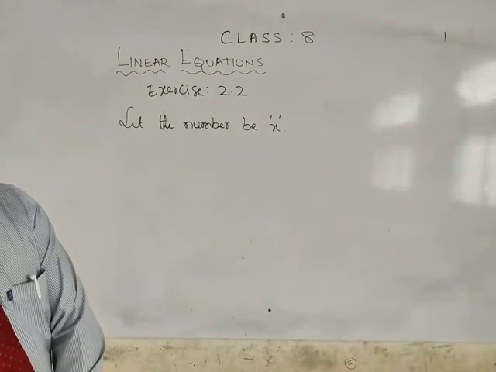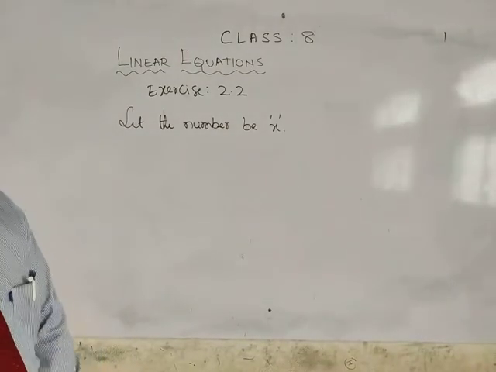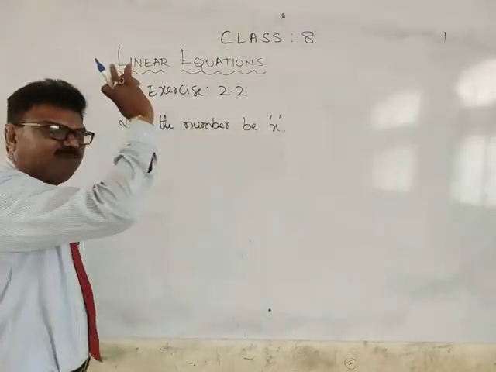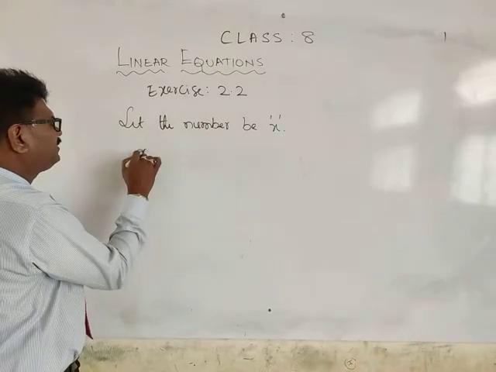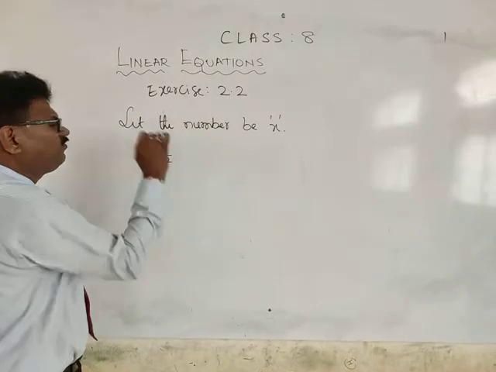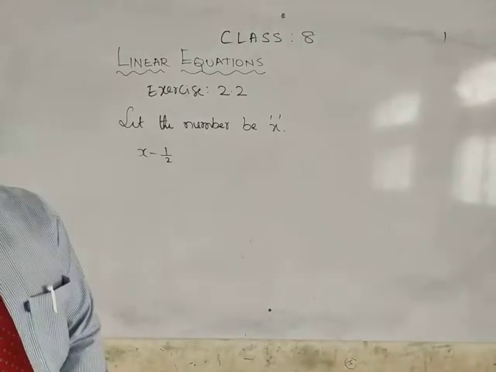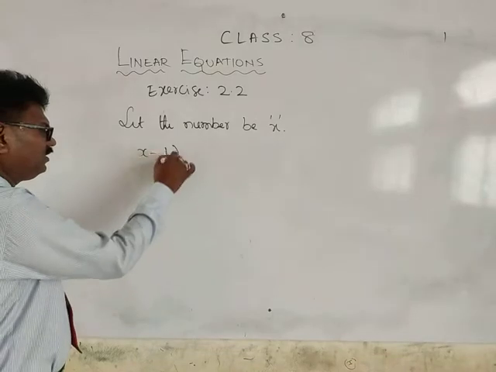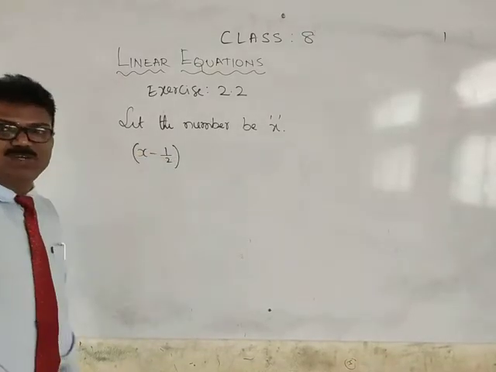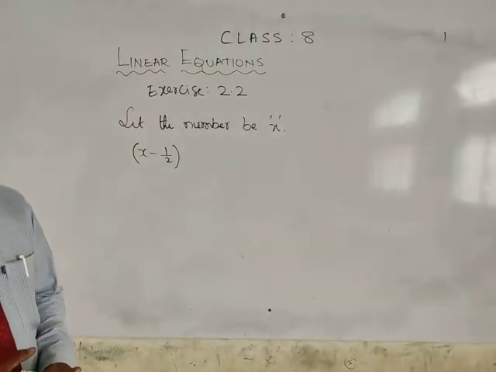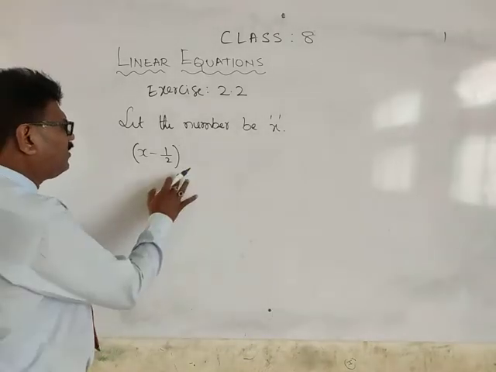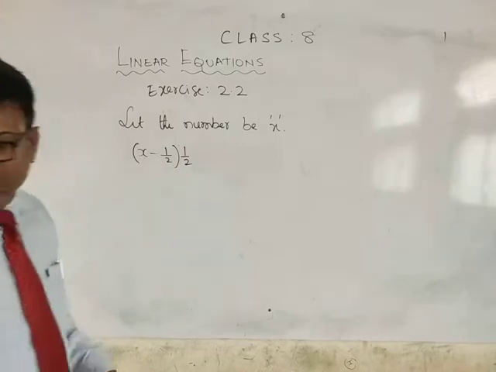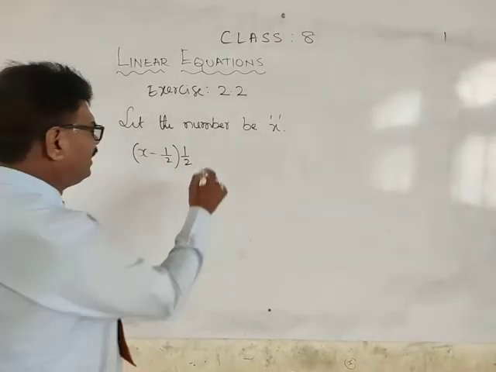Now, what is it telling? If you subtract half from a number, first the number will come or 1 by 2 will come? Yes, first the number will come. If you subtract half from a number, then what happens? And multiply the result by 1 by 2. How much are you subtracting? Half you are subtracting. And by what number are you multiplying? 1 by 2. This is the result, to get 1 by 8.